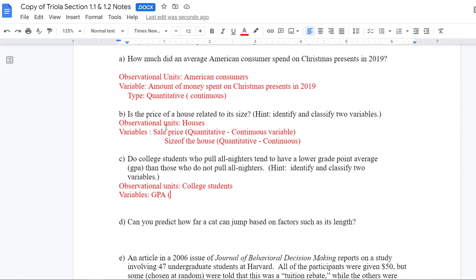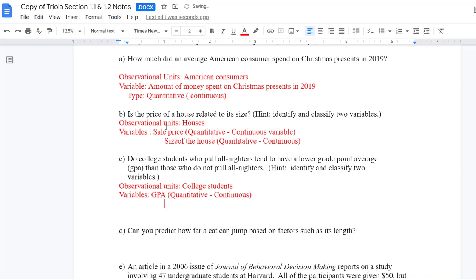GPA is measured from 1 to 4. It is an amount, so we're going to say quantitative. And is it discrete or continuous? Well, you can have between 3 and 4, like 3.1, 3.2, so we will say this is continuous.